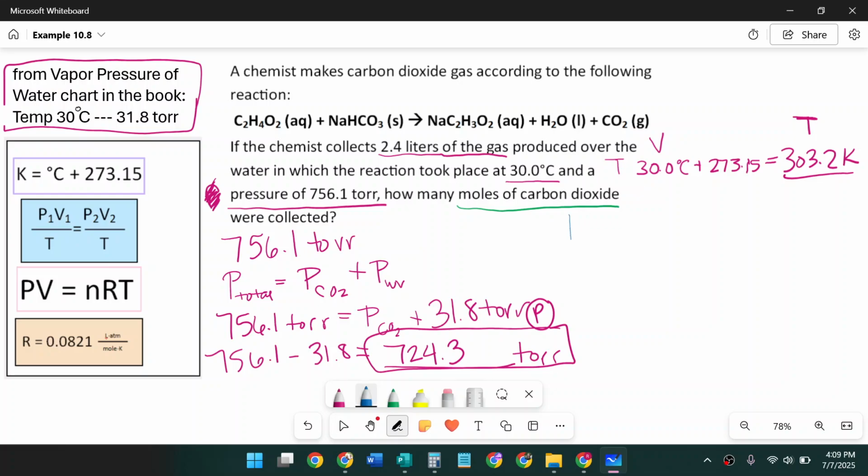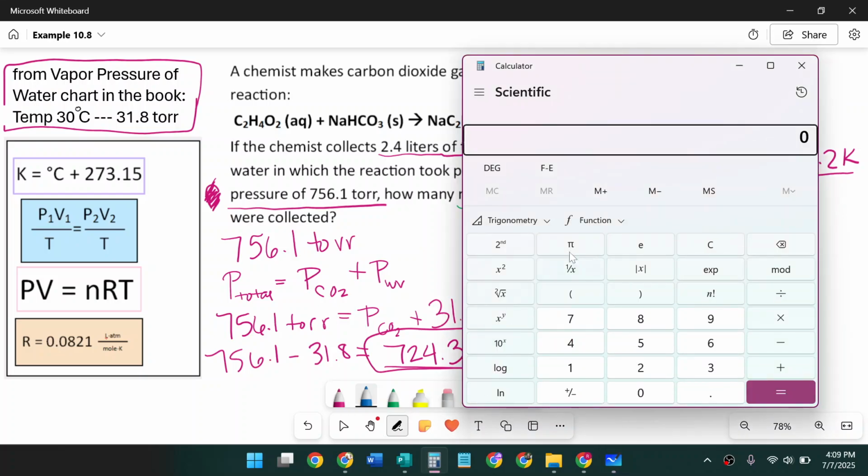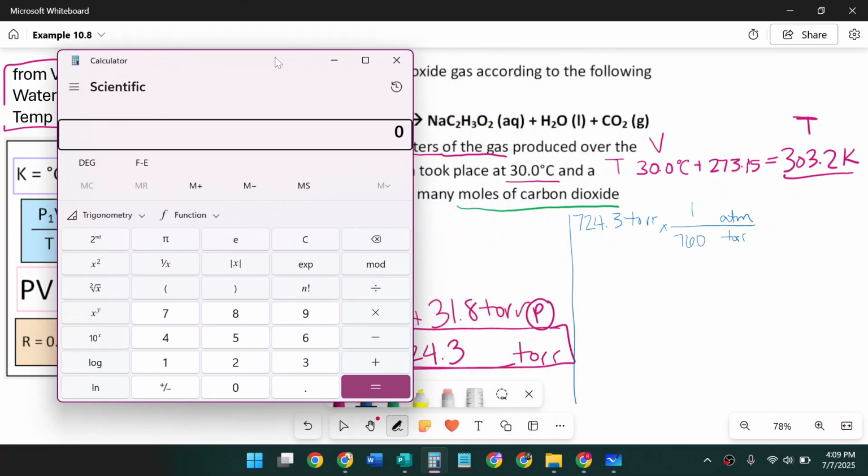Let me use a new color because I'm getting really close with all my stuff. All right, so if we have 724.3 torr, and we want to change it over to ATM, we have to convert it. So torr goes on the bottom, ATM goes on the top. For every 1 ATM, we have 760 torr. We're not worried about significant figures with that one. 724.3 divided by 760. We just need to keep 4 significant figures because that's what the 724.3 has.